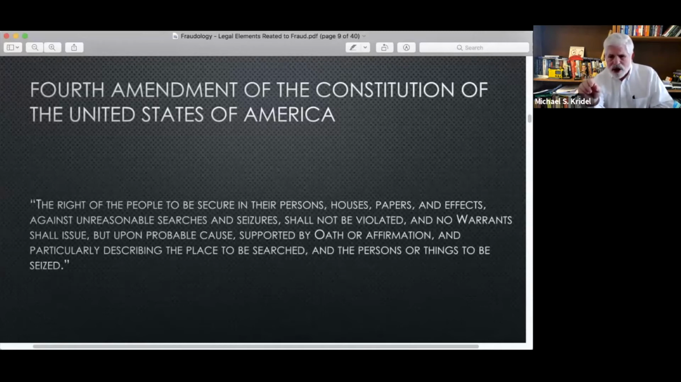or affirmation. That means someone can testify as to what they've discovered, and particularly describing the place to be searched and the person or things to be seized. That's what probable cause is. It is the first step toward seeking justice in most crimes. Next slide.